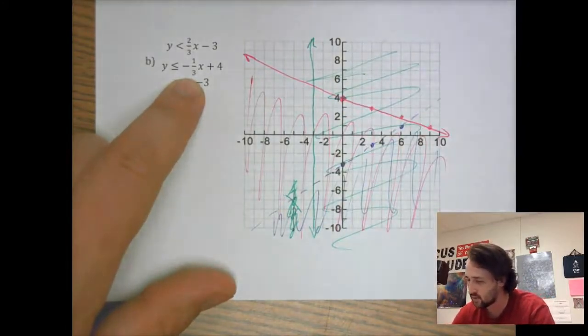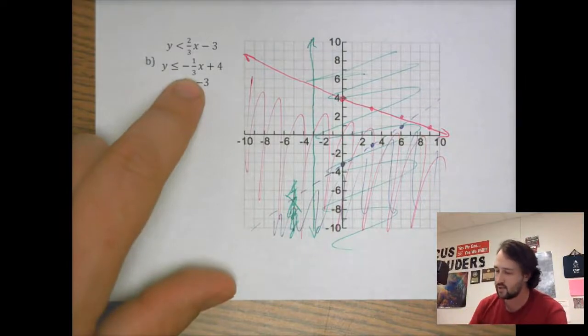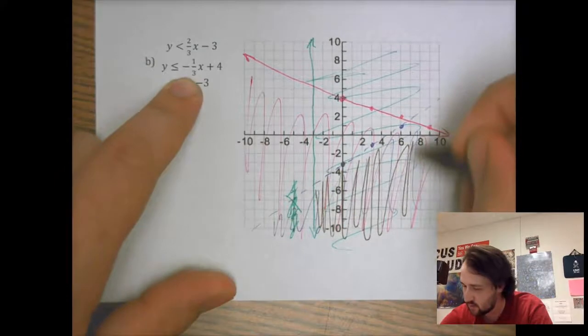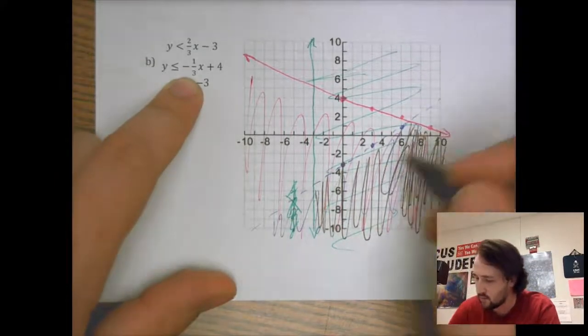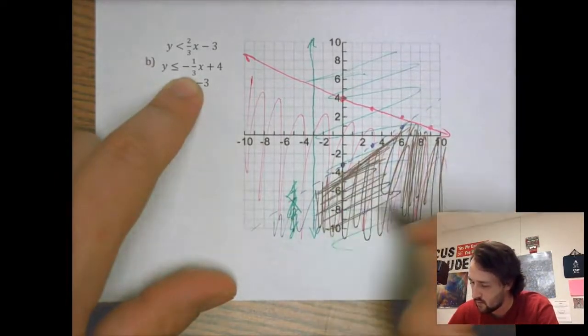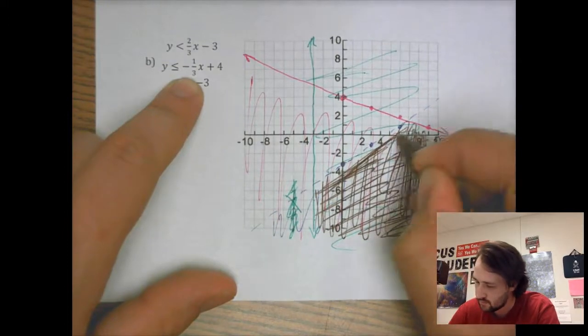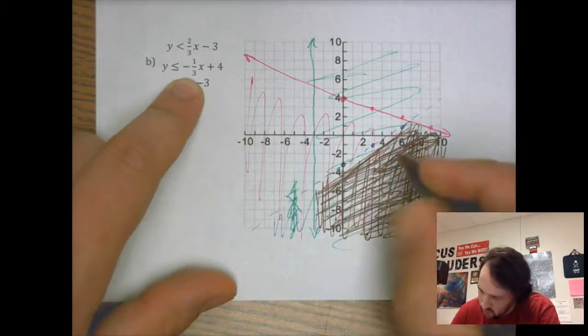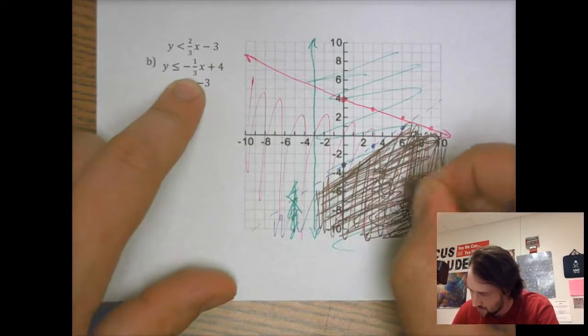So it's only where these three things meet that I want to actually shade in, and it would be anywhere in here. And draw a monkey in there just for good luck.